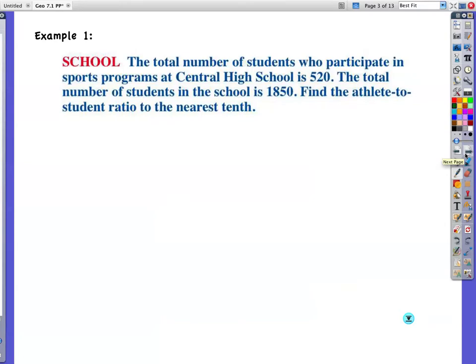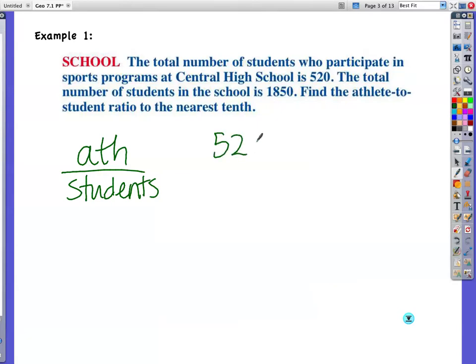Okay, example 1, school. The total number of students who participate in sports programs at Central High School is 520. The total number of students in the school is 1,850. Find the athlete to student ratio to the nearest tenth. So this means I have to take all my athletes and compare that to the total number of students. Well, nice enough, this problem gives me the total amount of athletes, 520. It also gives me the total number of students, 1,850.